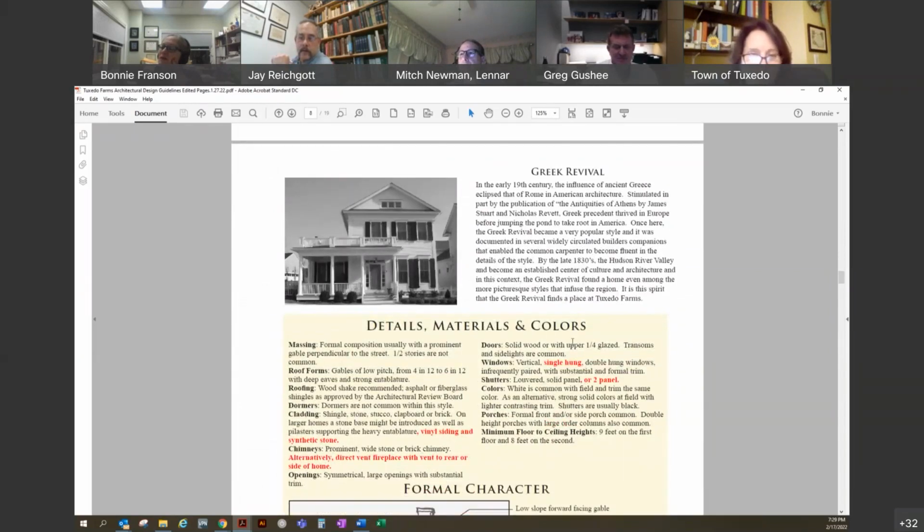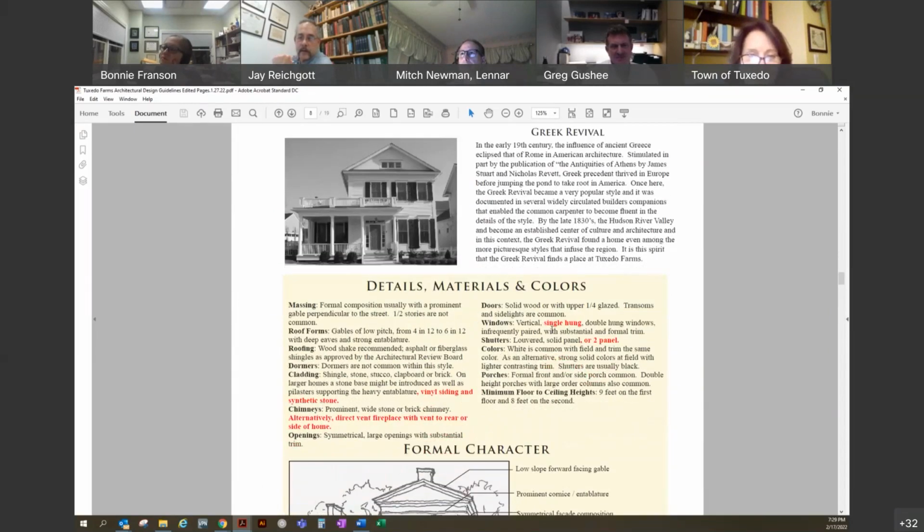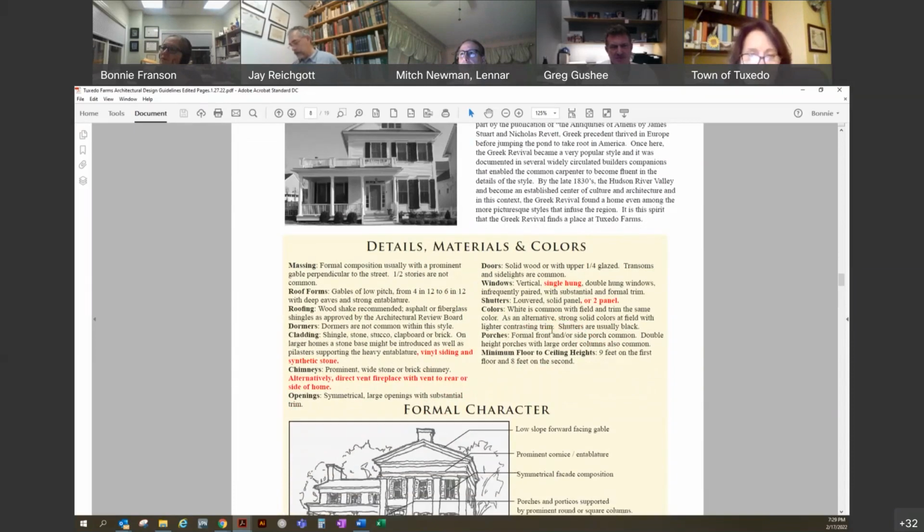Oh, yes, here, Greek Revival. Well, it says it already is 8 feet. Yeah, 8 feet on the second.